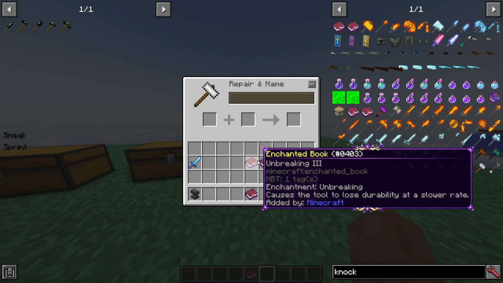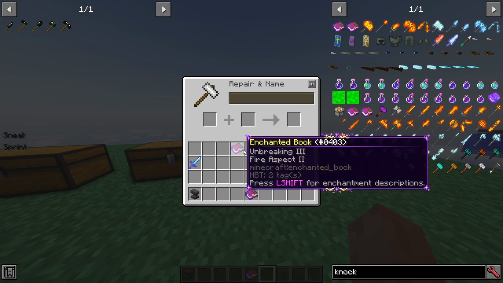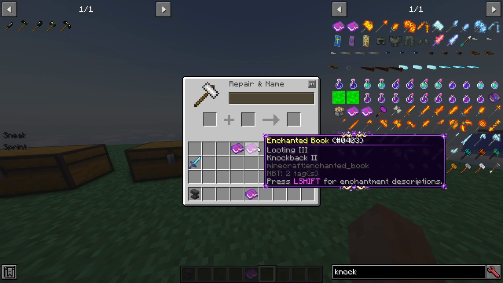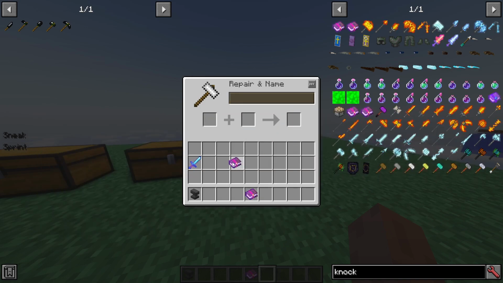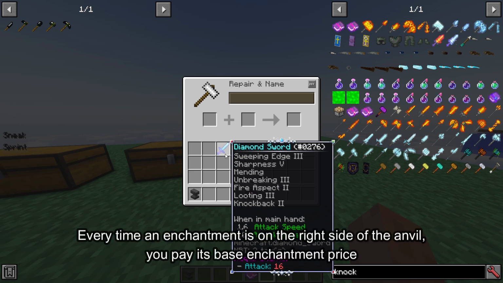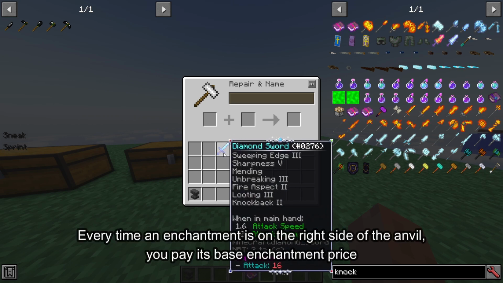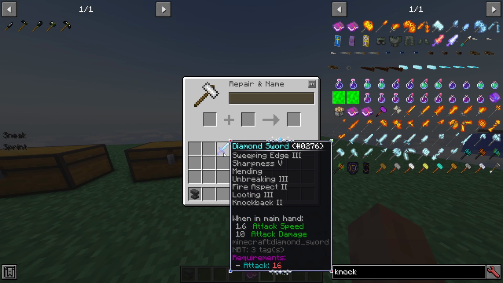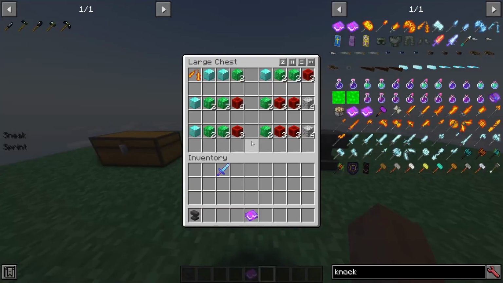Till now, 0. 1, 2, 3. For knockback 2, we paid 3 times the base enchantment price. Every time it's on the right side, we pay the base enchantment price of the item. And that works for each of the enchantments. You can actually track each of the enchantments, how often it is on the right side, and you get to this. I know it's kinda crazy.